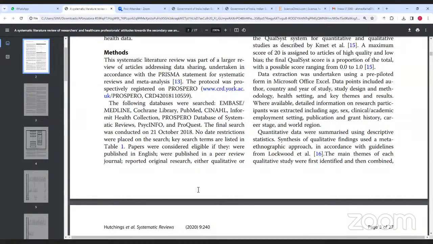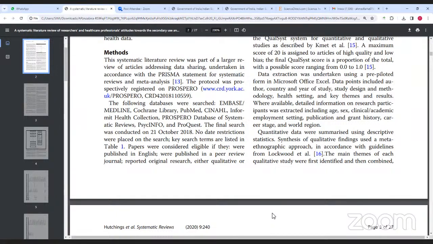Okay, next. Data extraction was undertaken using a pre-piloted form in Microsoft Excel. Data points included author, country, and year of study, study design and methodology, health setting, and key themes and results. Where available, detailed information on research participants was extracted, including age, sex, clinical, academic employment setting, publication and grant history, career stage, and world religion.